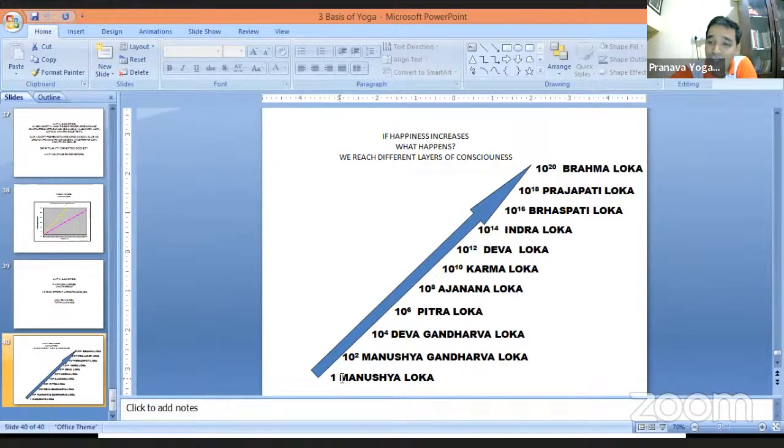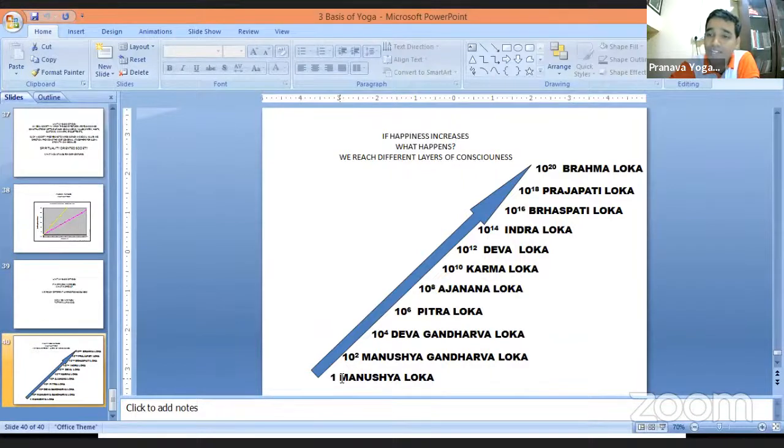And below Manusha Loka also, there are species. That is how we have evolved from the microorganism level, from nuclear particles. As the degree of freedom to express yourself increases, and as the freedom to express your prana increases, your happiness level also increases. When your mind is running at high speeds, there is less freedom for prana to express itself. When you are in silence, there is freedom to express itself. As the freedom increases, happiness also increases.